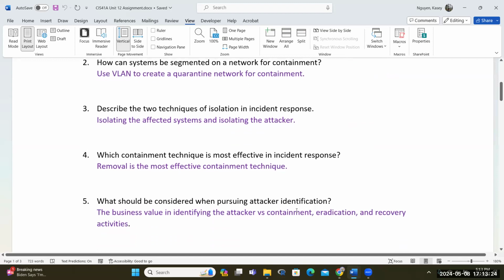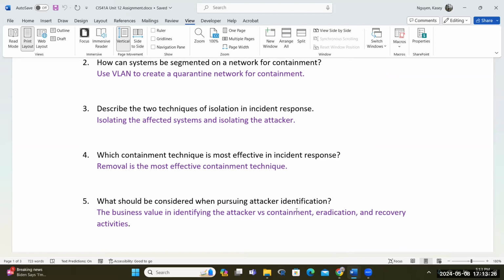So how can you identify the attacker? What should be considered when you're pursuing attacker identification? Most attackers would have different types of goals or objectives. It really is a way of understanding why they're pursuing a certain type of system or committing to a certain attack. So a lot of it comes down to your business value.